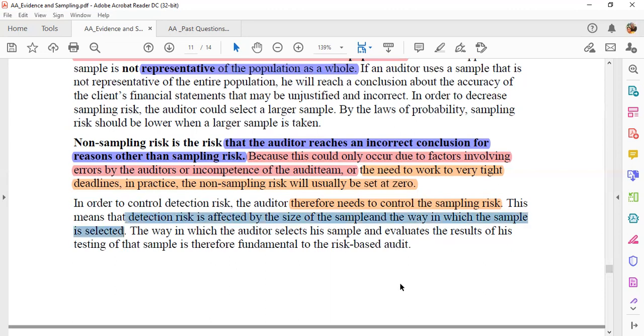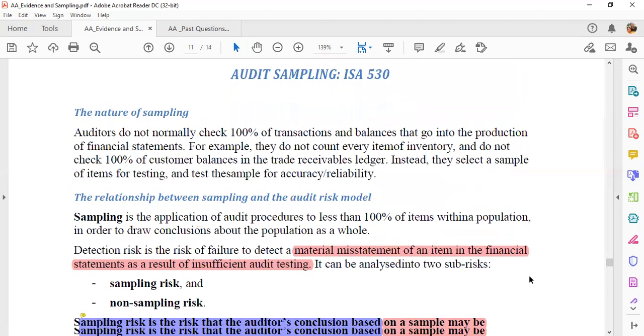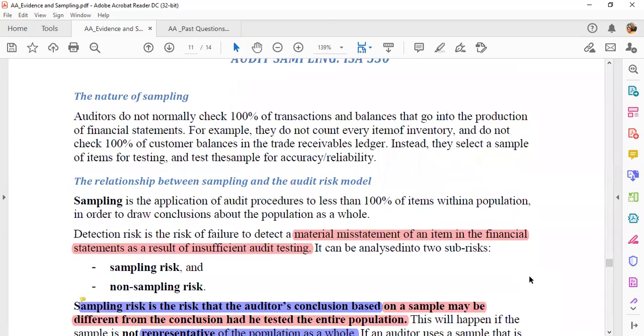And the only way is to have a good sample. Increase the samples so that all these types of risks will be reduced. So please don't forget, we are talking about sampling. Sampling is the application of audit procedure to less than 100% within a population.